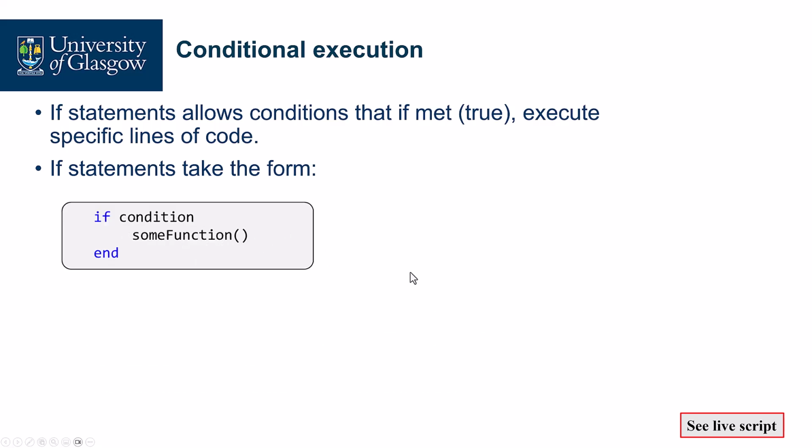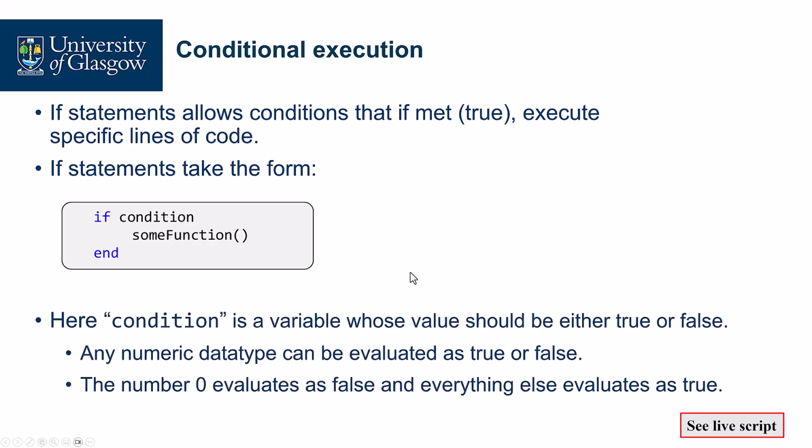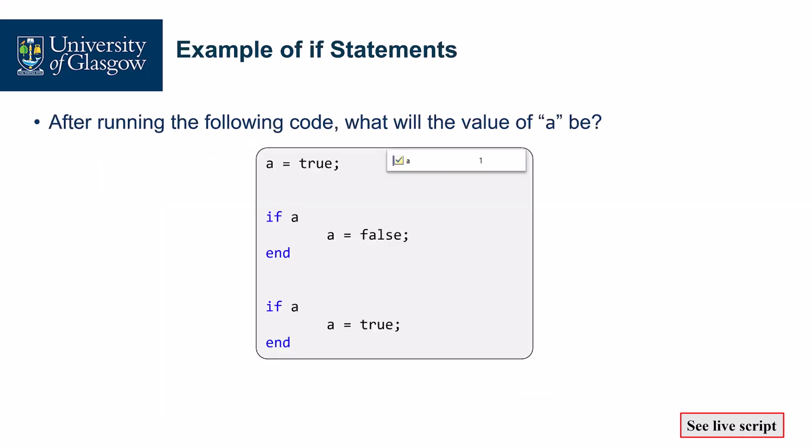When we see condition, there will be a variable to show is true or false. So any numerical data, we can evaluate it as true or false. In MATLAB, like many other programming languages, only 0 is considered as false, while all the others are true. So if it's a negative number, it's also true, right? Like many programming languages.